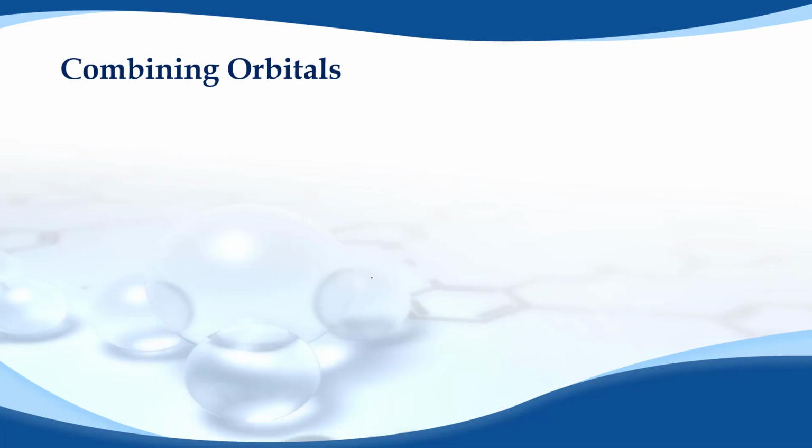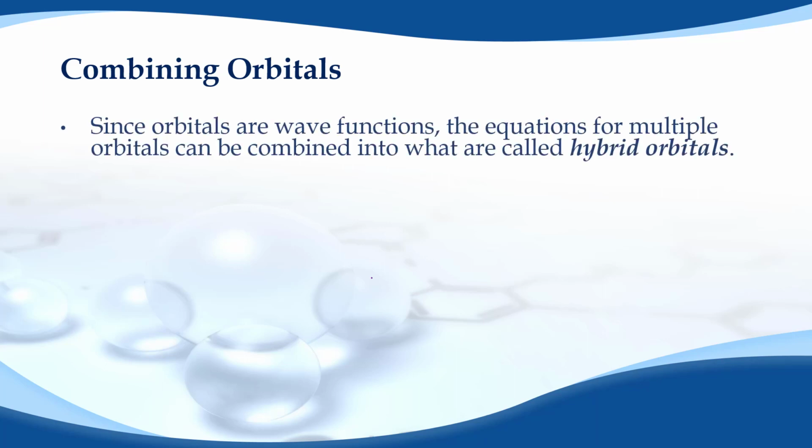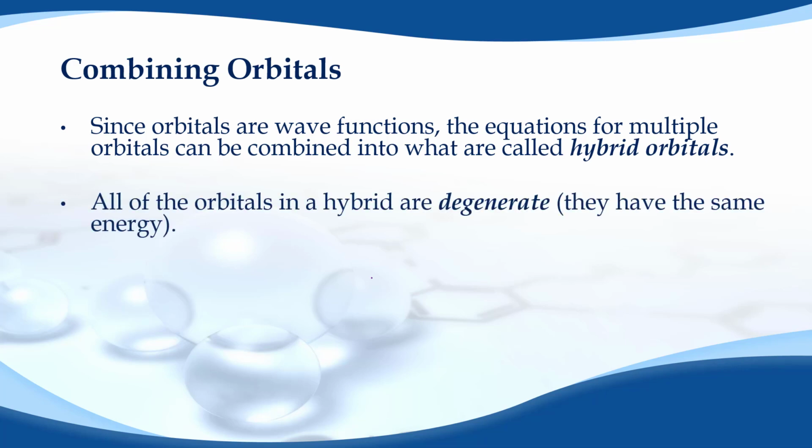So the first thing we have to keep in mind when we're talking about orbitals is that orbitals are wave functions, right? And wave functions or wave equations can be combined. When you combine wave functions, you form what are called hybrid orbitals. Now, all of the orbitals in a particular set of hybrids have the same amount of energy. They're what's called degenerate. So just like we said, all p orbitals in this 2p sublevel are degenerate because they have the same energy, this will also be the case whenever you form a hybrid orbital between s and p orbitals.